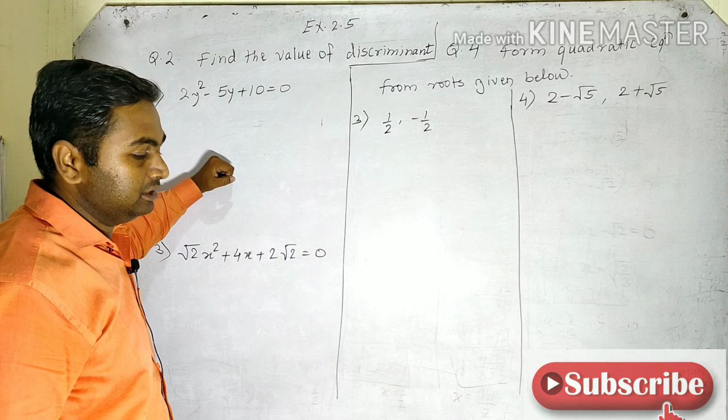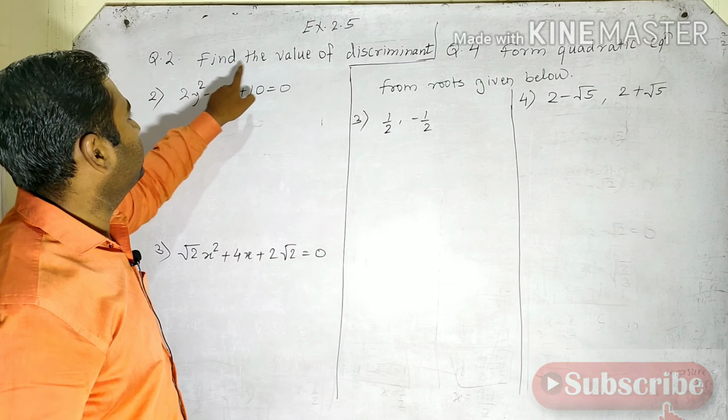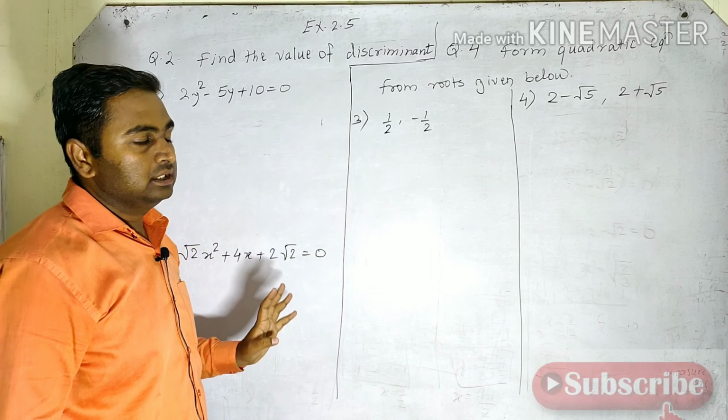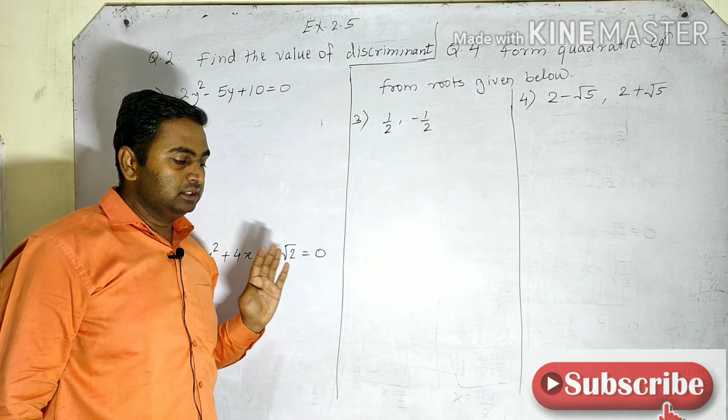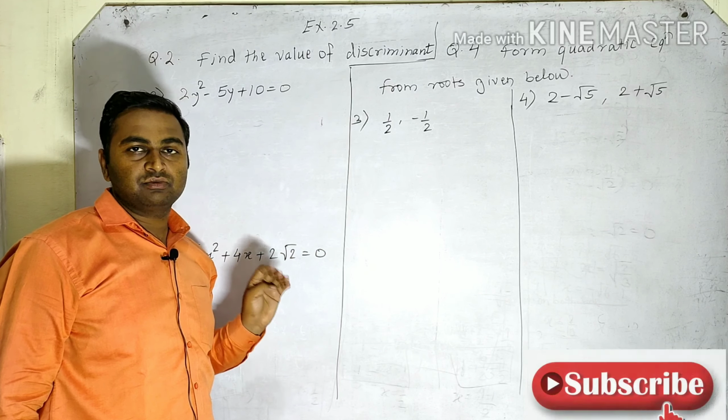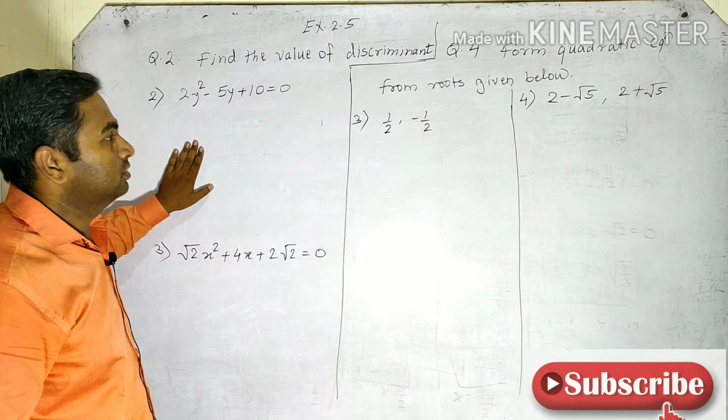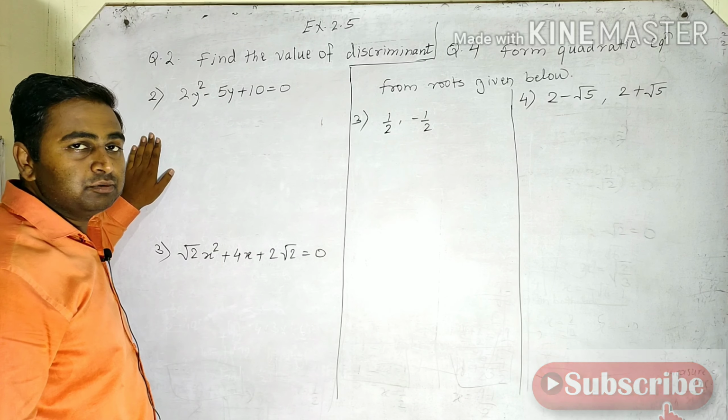एक्सरसाइज 2.5 मध्ये मी क्वेश्चन नंबर 2 घेणार आहे. Find the values of discriminant. So what is the discriminant first? The discriminant means what? The b square minus 4ac's value is the discriminant. So we have to find this, b square minus 4ac's value. Okay, now चला तर मग बघूया आपण.